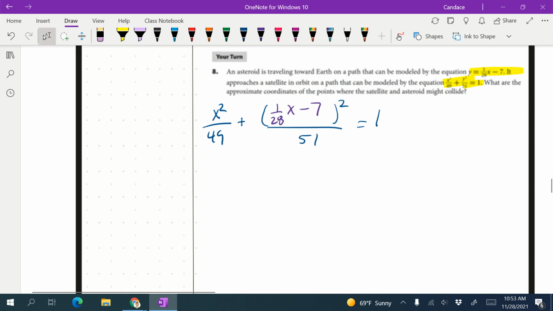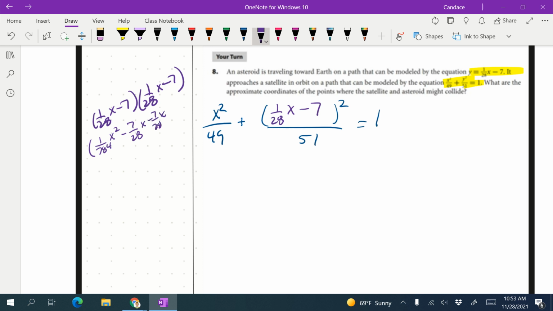Now I have to square that, so I'm going to go off to the side and do a little bit of scratch work trying to FOIL that out. So 1/28 x minus 7. If I multiply 1/28 times 1/28, I end up with 1 over 784x squared. And then I'd have negative 7 over 28x and another negative 7 over 28x. And then negative 7 times negative 7 is positive 49. These reduce to 1/4. So 1/4 minus 1/4 would be negative 2/4 x, or negative 1/2 x in the middle.